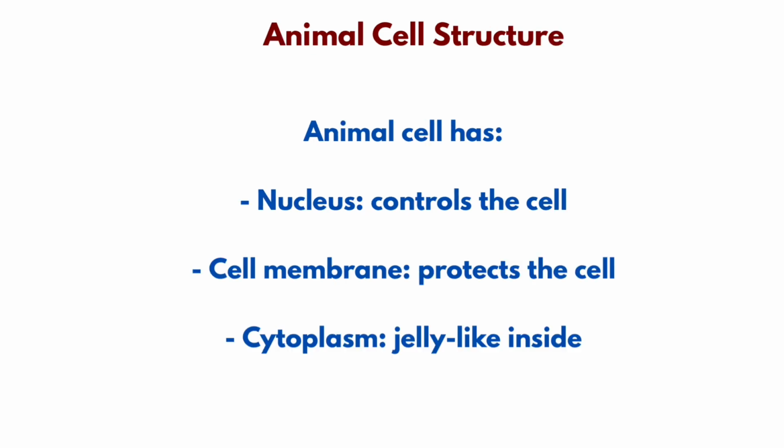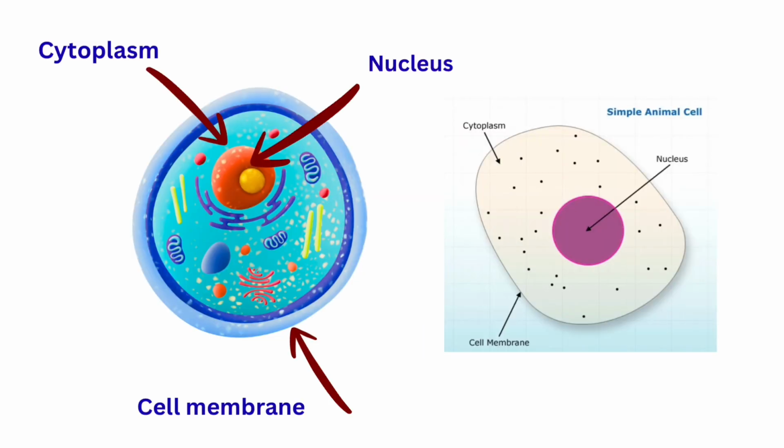Let's see first of all the animal cell structure. The animal cell has a nucleus that controls the cell, a cell membrane that protects the cell, and a cytoplasm that is jelly-like inside it. You can also see it in the picture. Okay, next is the plant cell structure.